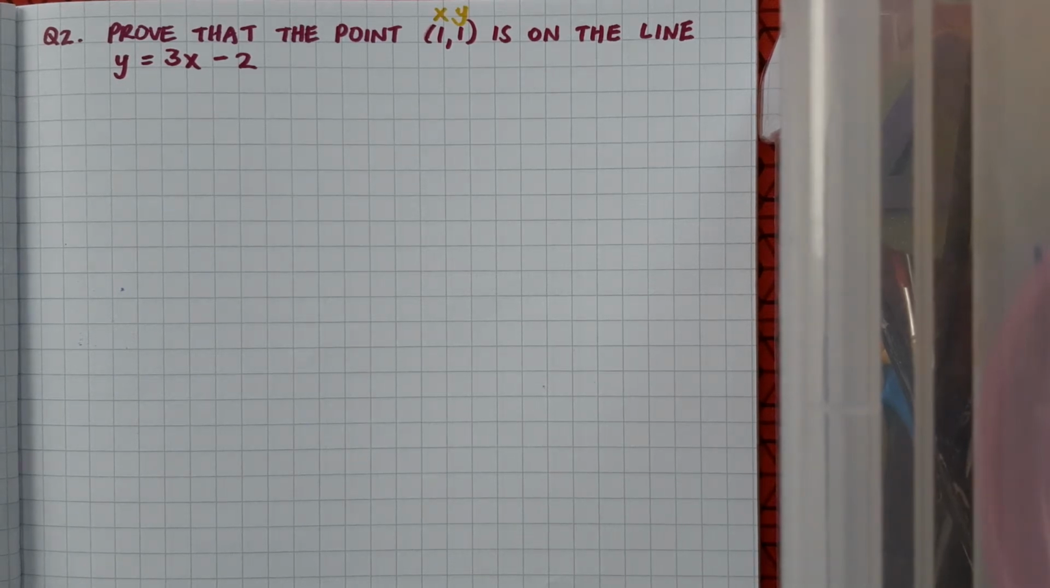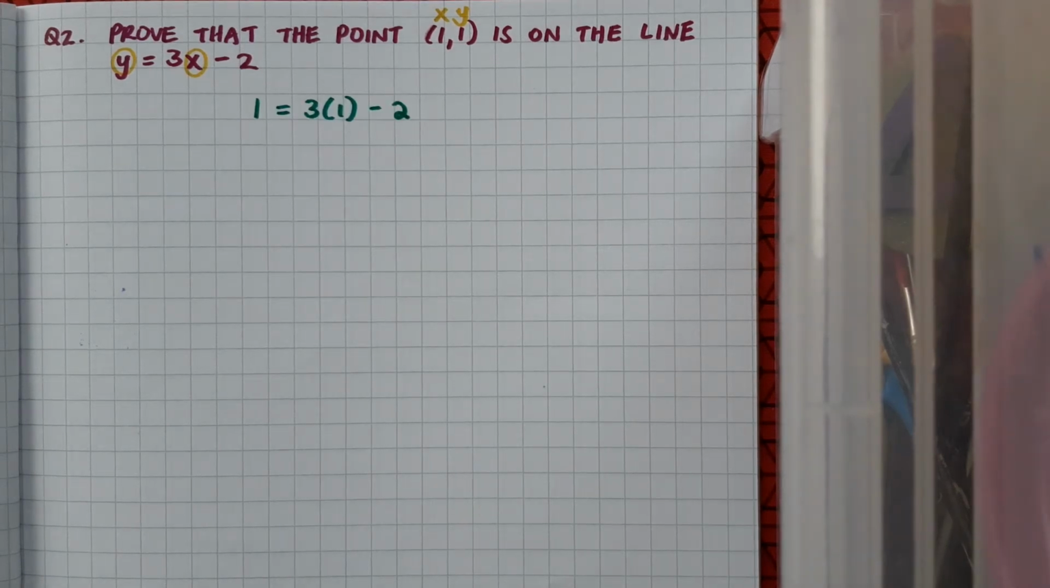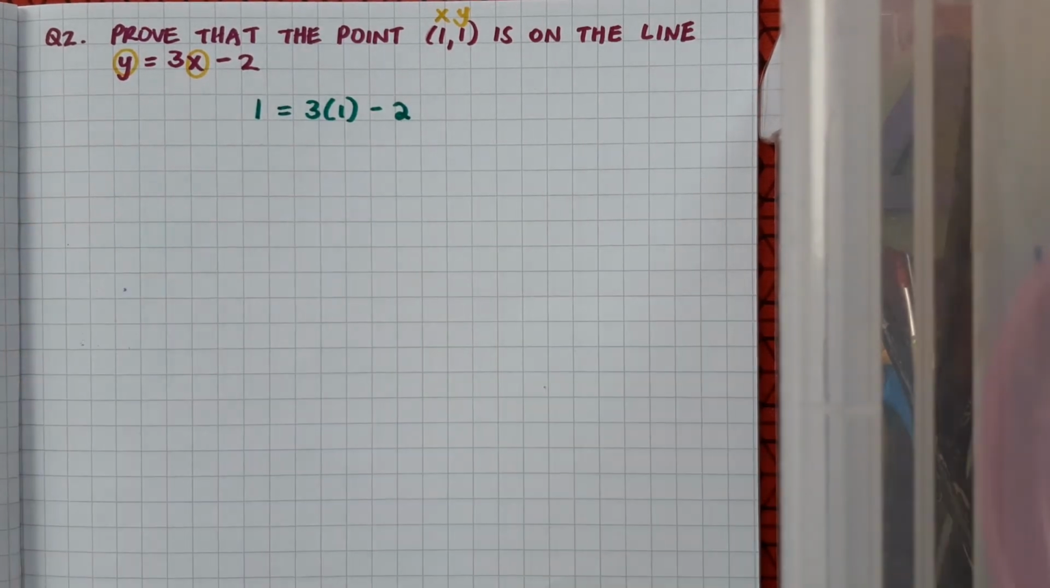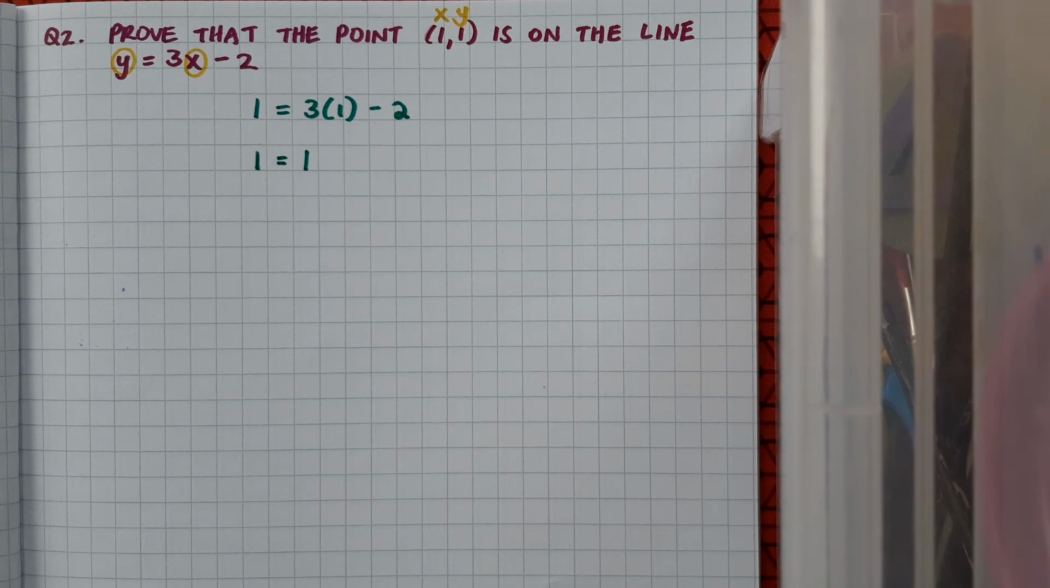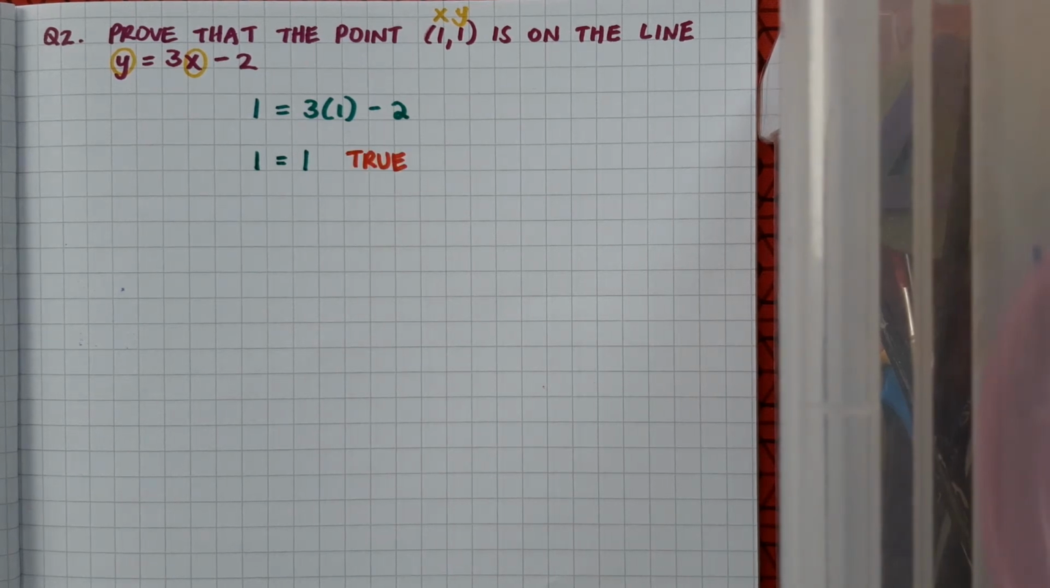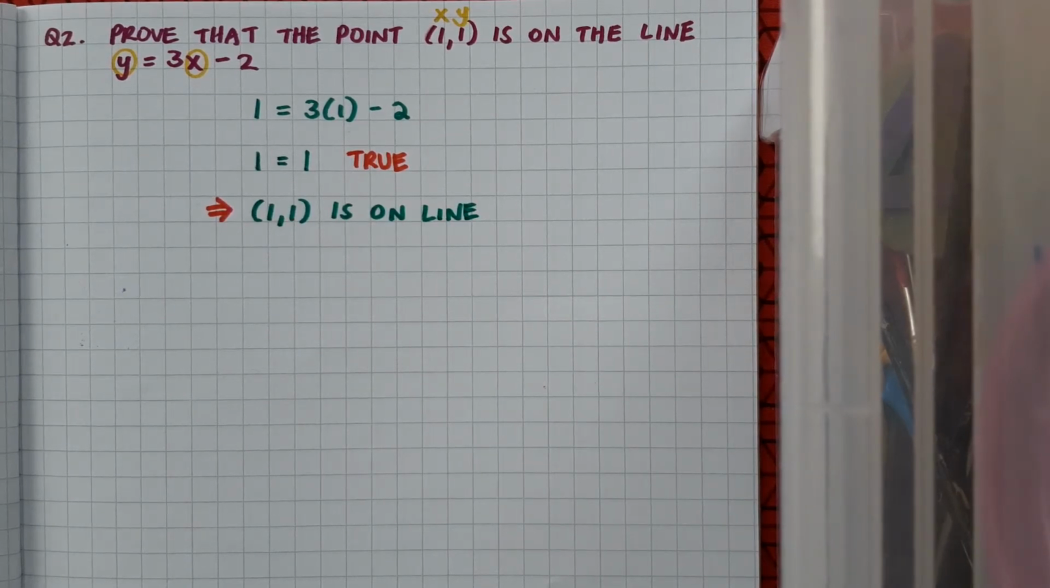So again, I'm just noting that my point is made up of an x and a y. So I'm going to substitute the values in the point into the equation. I get 1 = 3 times 1 - 2. There's nothing to do on the left-hand side, but I can evaluate my right-hand side. And when I do that, I get 1 = 1. So I'll note whether it's true or false, and then I'll draw my conclusion. So the result that I got implies that the point (1, 1) is on the line.